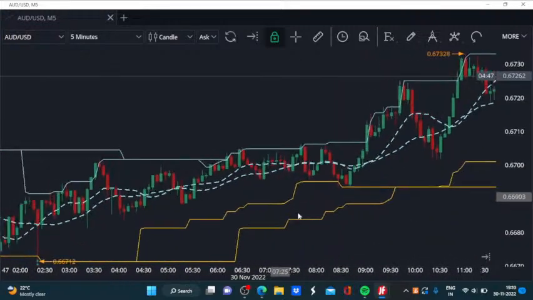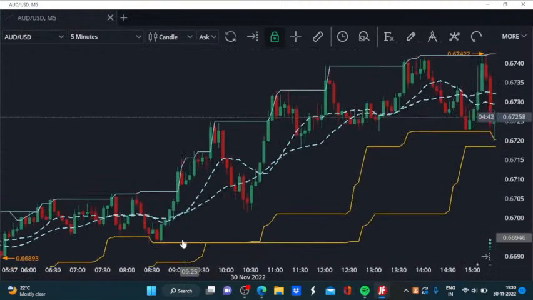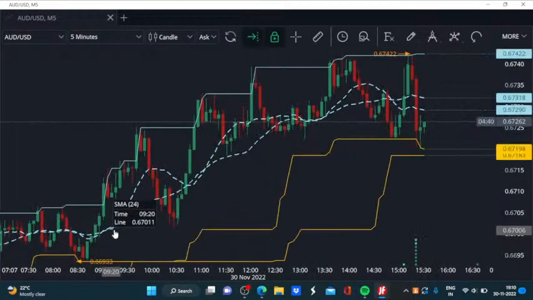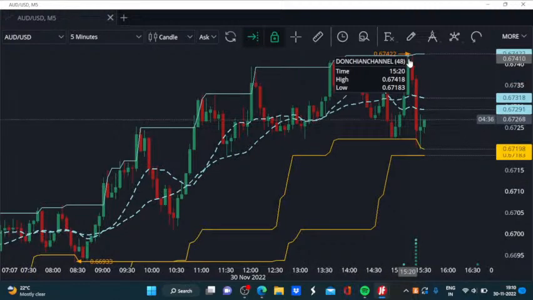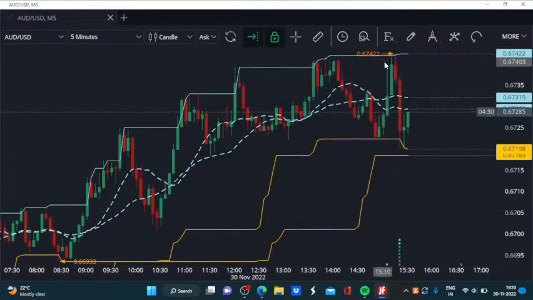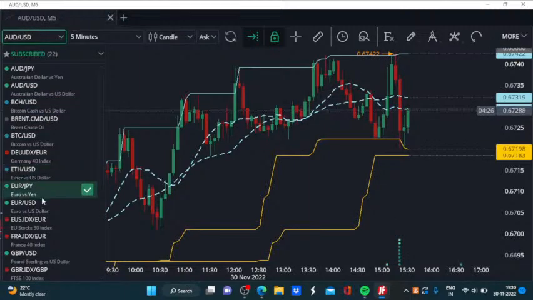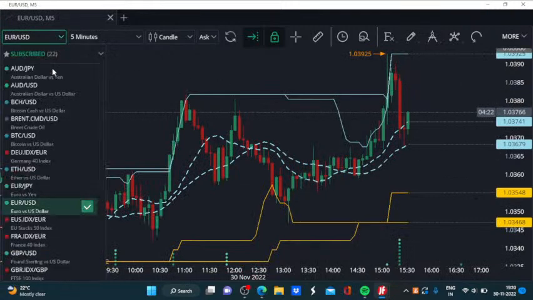AUD/USD has continued to rise for the day. It didn't really correct much. The correction was shallow earlier in the day, and after that, it has continued to make these higher highs with this immediate swing high coming just a couple of minutes back. And if we look at these highs' timing and compare it with the Euro USD high timing, it is almost similar. So we don't really have much of a difference.